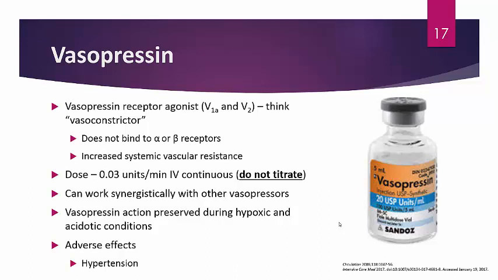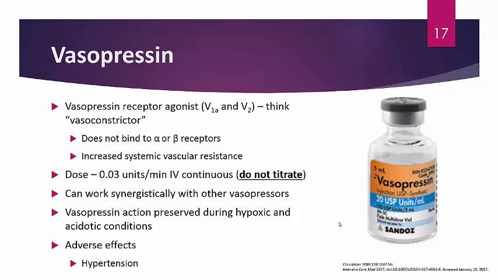The standard dose for this medication is 0.03 units per minute, IV continuous infusion. This agent should not be titrated. Though I have seen it done in practice, it doesn't really have much of an effect either way. There is only one standard dose for this medication, and as a result, that's why it's not titrated. This agent can actually work synergistically with other vasopressors because the pharmacology is different compared to the other vasopressors, not using alpha or beta.